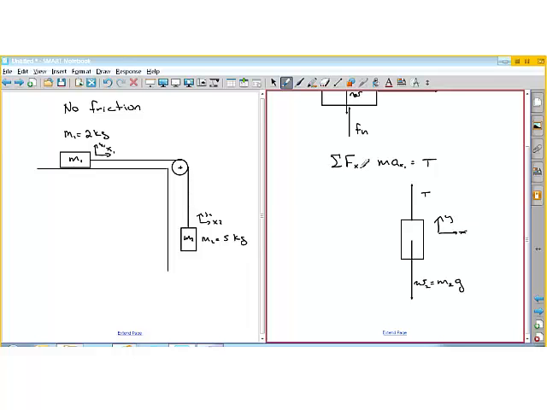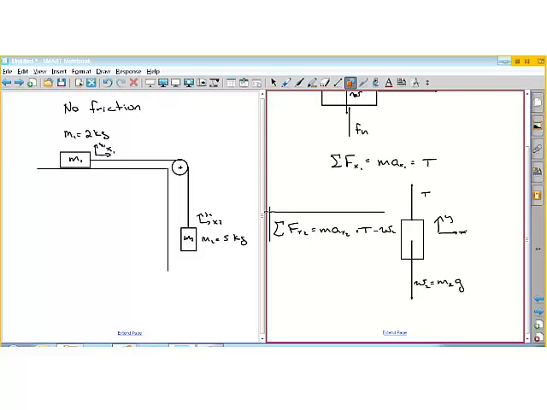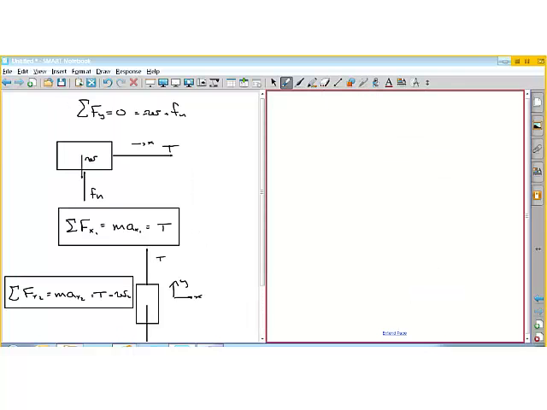So now we're going to sum the forces in the y direction for object 2. That's going to be equal to the mass times acceleration in the y direction for object 2. The two forces acting on this body are the tension, which is pulling in the positive direction, and the weight for object 2, which is pulling in the negative direction. So I have two equations, this one and this one. Let's just write those down separately over here.